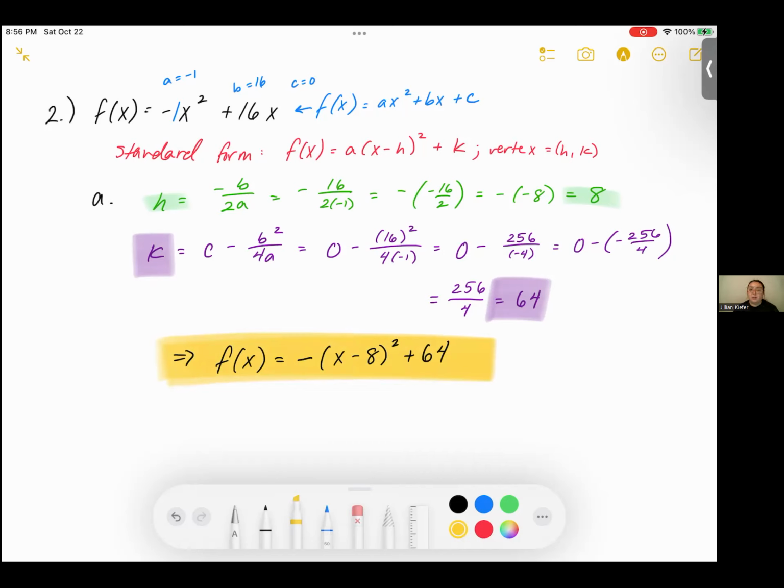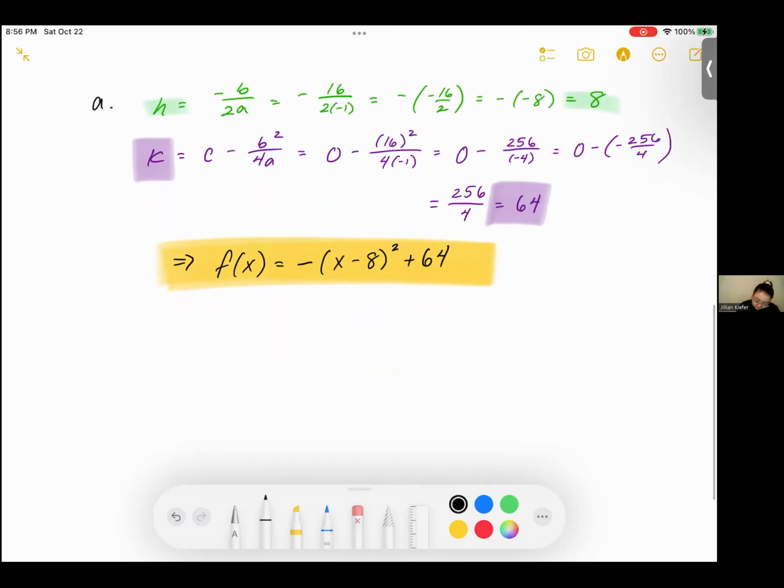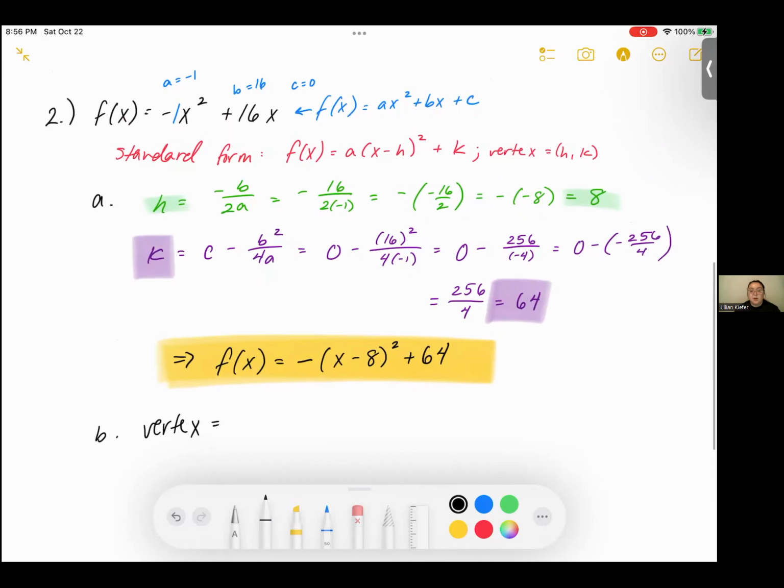Part B, we want to find the vertex and the x and y intercepts. So let's go ahead and move on. For part B, let's do the vertex first. We said our vertex was at the point h comma k, and we know what h and k are, so our vertex would be 8 comma 64, since it's h comma k.